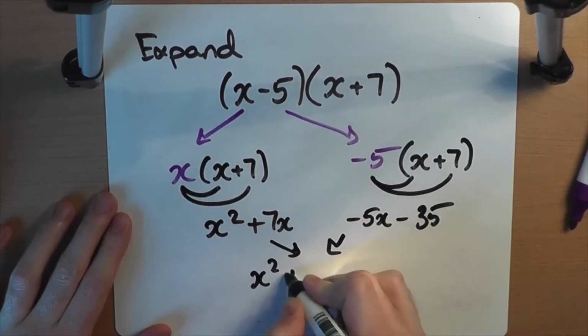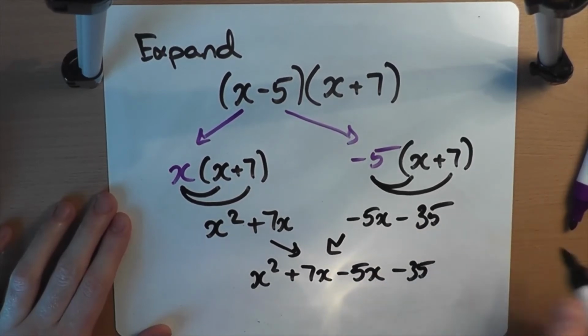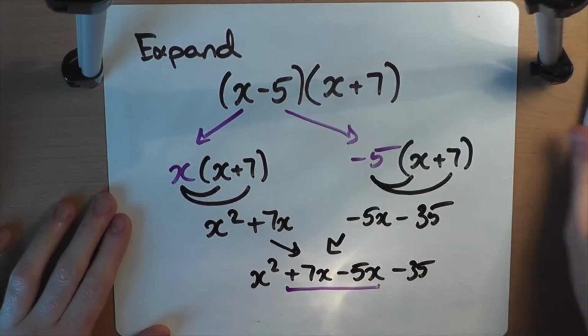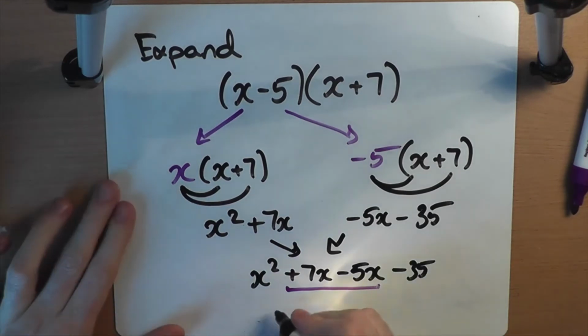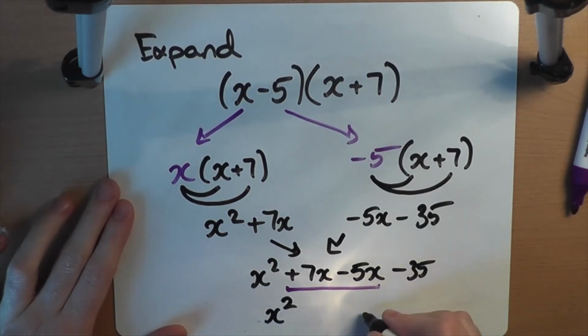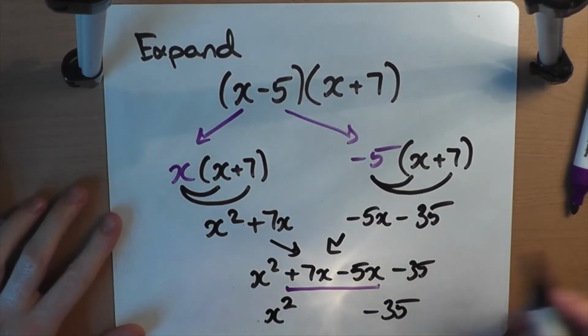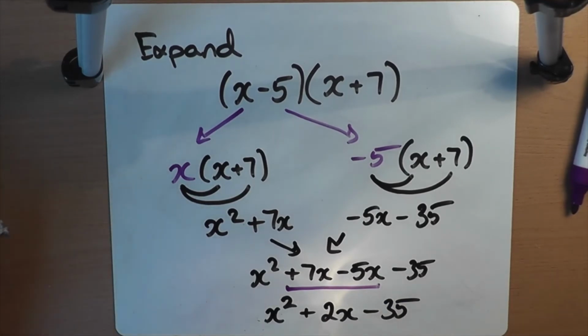X squared plus 7x minus 5x minus 35, and we would hopefully notice that the plus 7x and the minus 5x, in much the same way as the previous one, will combine, will simplify. The x squared is going to stay as it is, because it always will. The minus 35 on the end, the number on the end, will always stay as it is. These two terms in the middle, plus 7x minus 5x, will leave us simply with plus 2x. And there is our final answer.